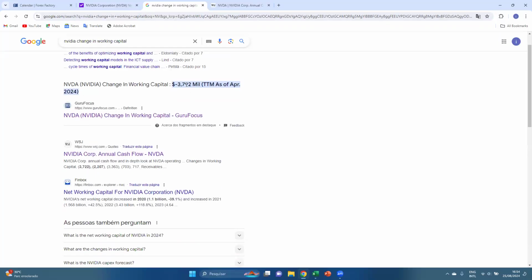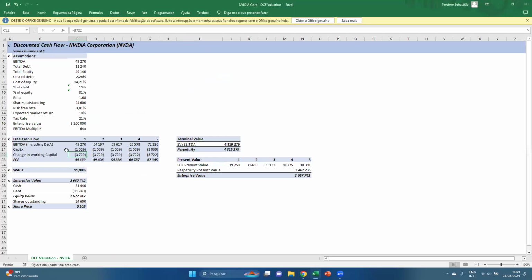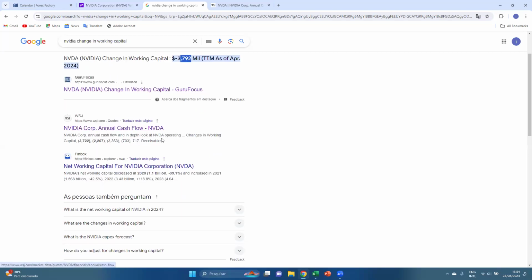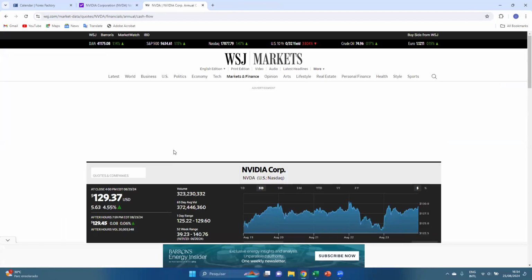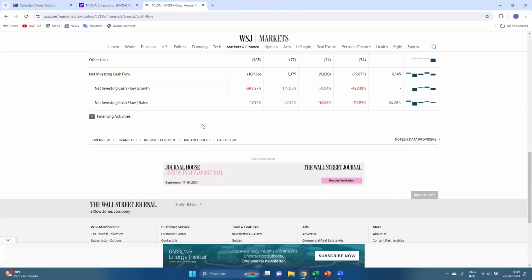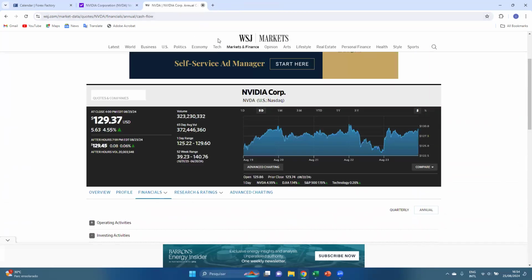Here in mine is 722, and here is 792, but this is based on these changes in working capital. So yeah, I think it's valid. I think we have it up. It's okay, it's a small difference.